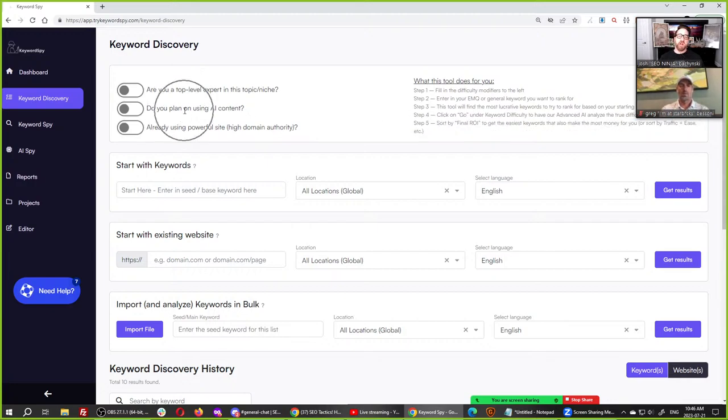So these are some very important difficulty modulating questions. These are difficulty modulators. For example, if you are a top level expert in this niche, you would select, yes, I'm a top level expert in this niche. And you would only select this if Google knows you are, right? A lot of clients I work for, they're like, I'm the authority in Jaguar parts. No one knows more about this than me. I've been in this business for 20 years. Okay, great. I believe you. But does Google know this? Is this represented online anywhere? If the answer to that is yes, Google knows about this, then go ahead and click this, because it's going to be easier for you to rank because Google knows you're a top level expert. That could be you, an author.